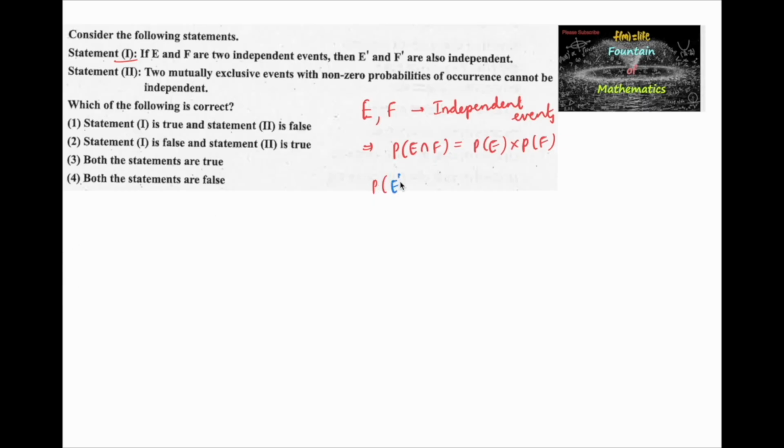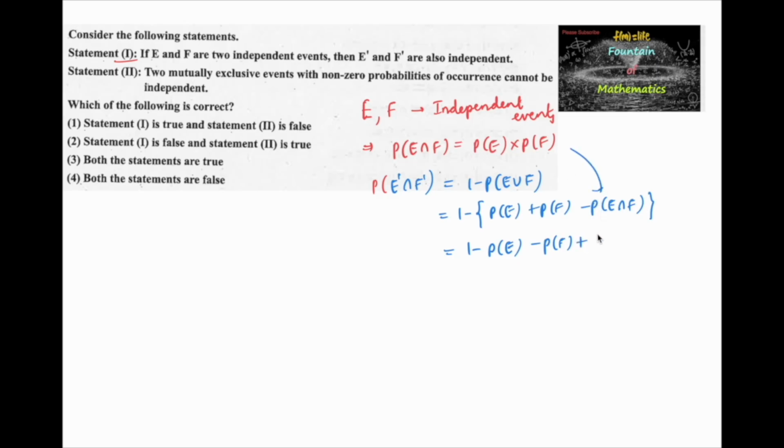Now let us consider P of E dash intersection F dash, which is equal to 1 minus P of E union F by De Morgan's law. Here we can write 1 minus P of E plus P of F minus P of E intersection F. That is 1 minus P of E minus P of F plus P of E intersection F, which we can write as P of E into P of F.